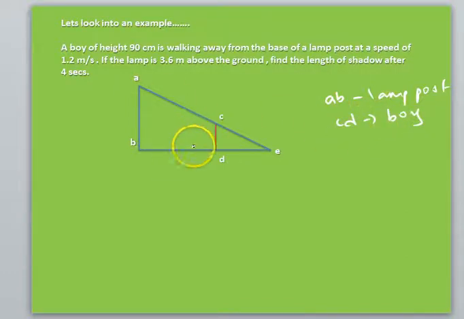It's given that the length of CD is 0.9 meters. Always keep track of the dimensions. The lamp is given to be 3.6 meters in height. Now, from B to D, it has been 4 seconds and the velocity is 1.2 meters per second. Therefore, I can write BD is equal to 1.2 into 4, which is equal to 4.8 meters, isn't it?